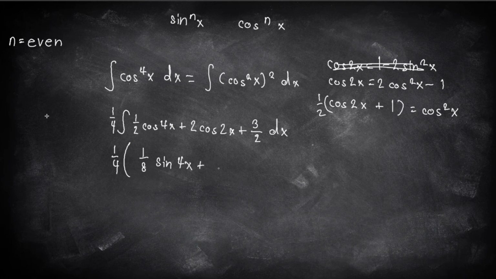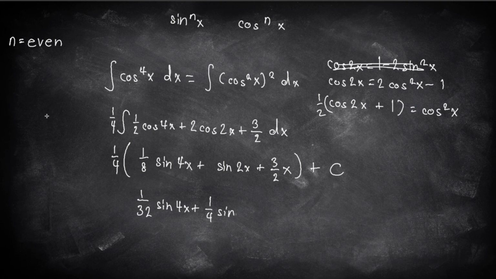Plus, so this would be sine of 2x. Derivative of sine of 2x is cosine of 2x. Chain inside, derivative of 2x is 2. So that matches. So it's just this one. Plus the integral of a constant is just a linear term. And then we add a C. Multiply by 1/4, so that's 1/32 sine of 4x. Sine of 4x, not the power 4x, just 4x. And then 1/4 sine of 2x plus 3/8 x plus a C.